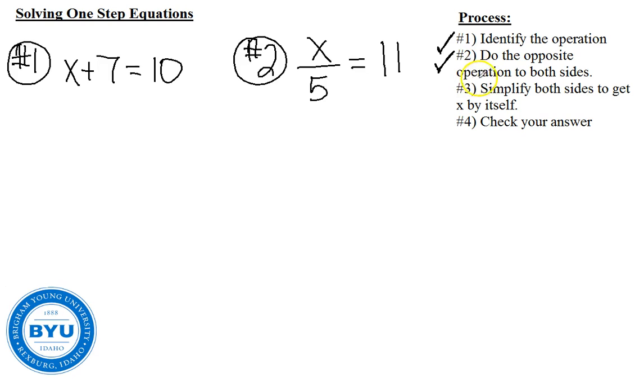Now we need to do the opposite to both sides. Well, the opposite of plus 7 is minus 7. Remember, if we do it to one side, the left side, we also need to do it to the right side.